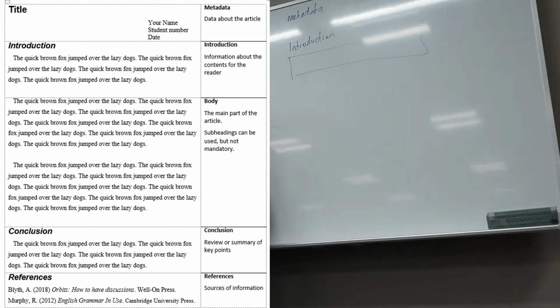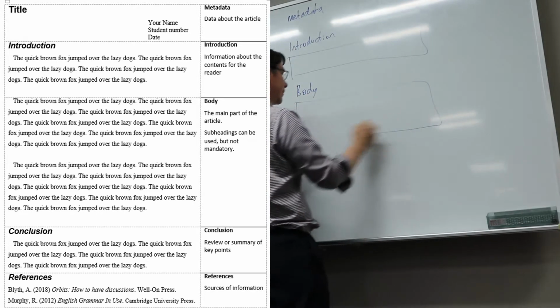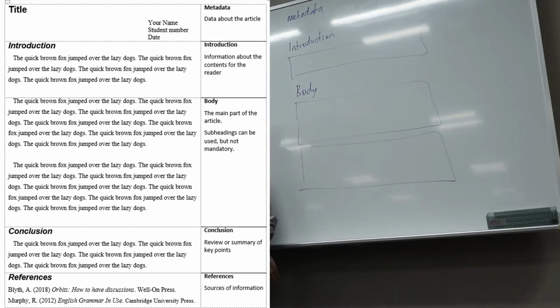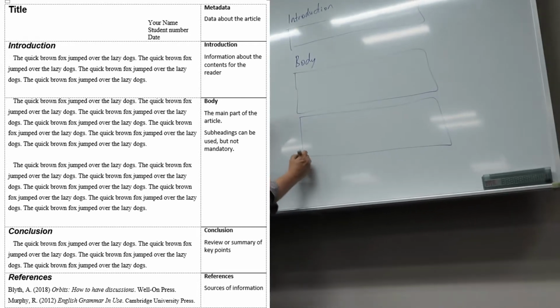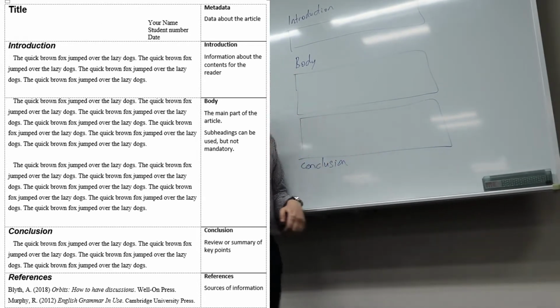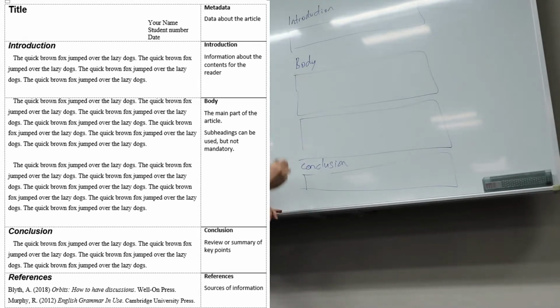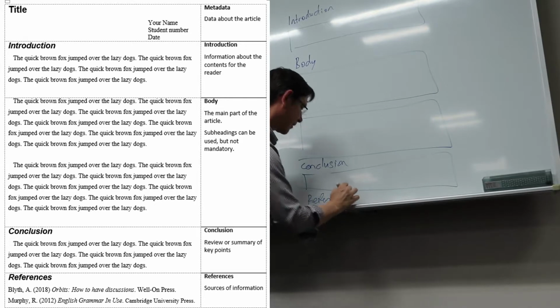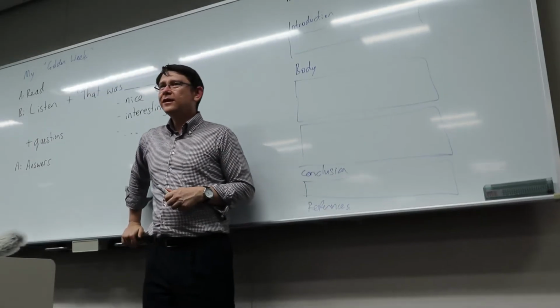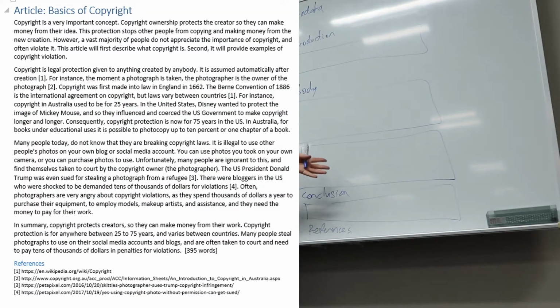And then what's next? Body. Usually how many paragraphs? Many. Can be one, can be three, can be 10, can be 100, whatever. But let's just go with two today. And then what's next? Conclusion. How many paragraphs? One. For us, yeah. And then next? References, I've run out of all. Okay. So, do you see those parts in the Copyright Basics article?